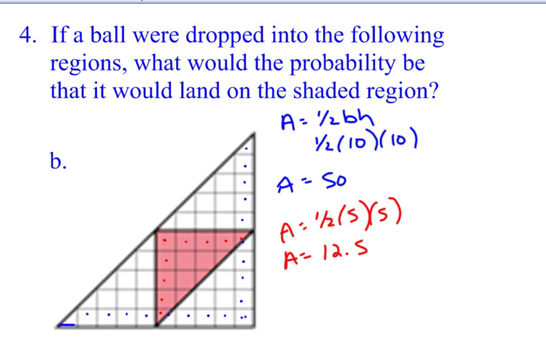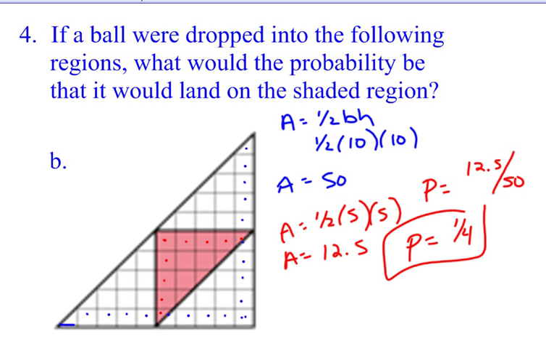So for my probability, I take the shaded area divided by the total area. And when I take 12.5 divided by 50, my probability is 1/4. There's an example of the triangle one.